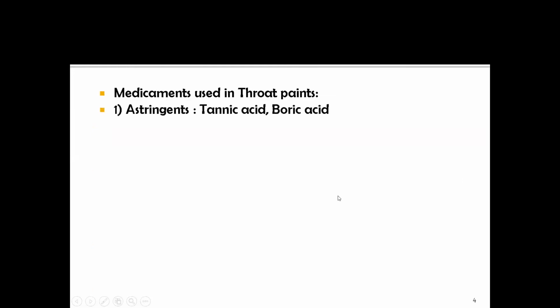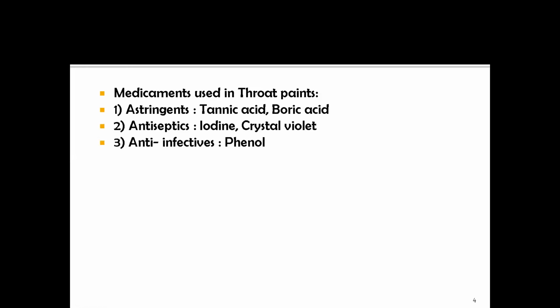Now, various medicaments used in throat paint are the astringents, for example tannic acid and boric acid, antiseptics like iodine and crystal violet, anti-infectives like phenol, and analgesics like clove oil. Potassium permanganate is also given in the form of throat paints.